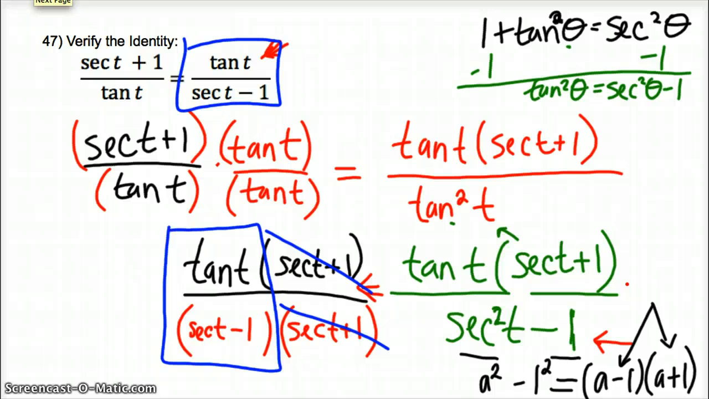Now there are multiple ways to solve this problem. In fact, the first time I solved it on my own, I solved it in a different way. I solved it by multiplying by secant t minus 1 on top and bottom instead of tangent t on top and bottom. And that will work as well in a similar manner.